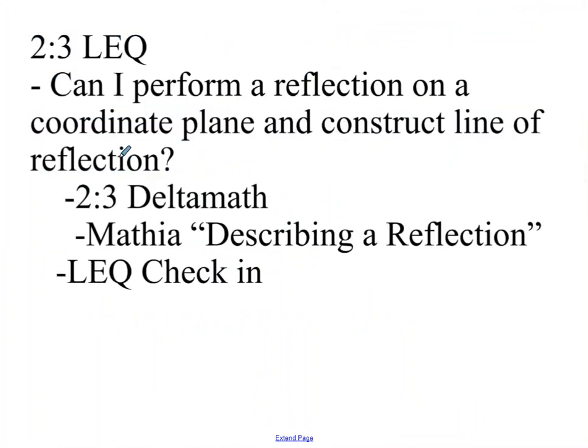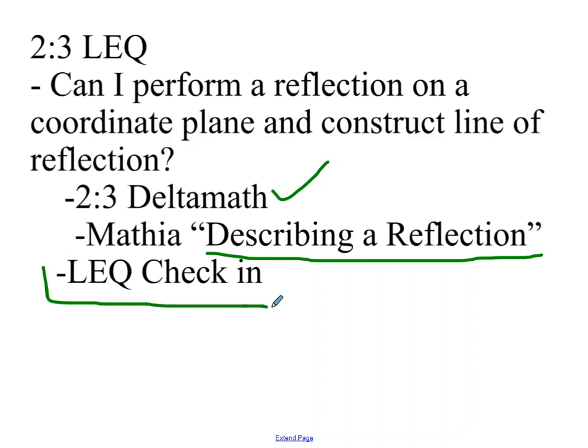So, your lesson essential question, once again, is can I perform a reflection on a coordinate plane and construct a line of reflection? I went over that in the video. For you guys to get really good at your practice, there's a Delta Math of 2-3, and then a Mathia called Describing a Reflection. And once you get really good at that, you come to me and do the lesson essential question check-in.